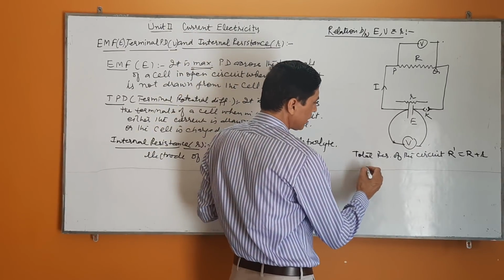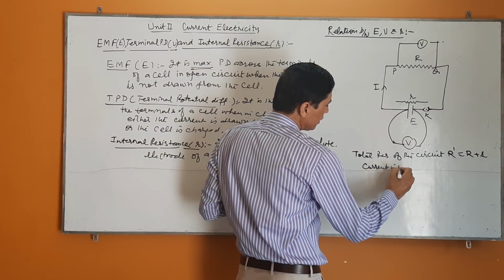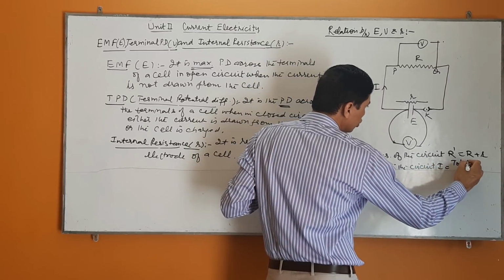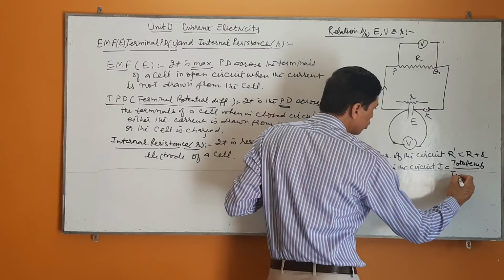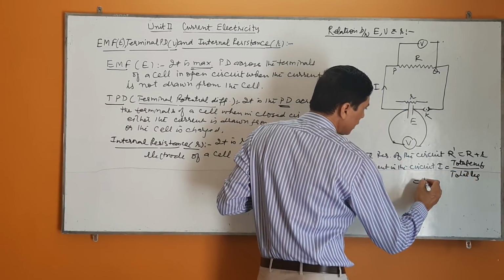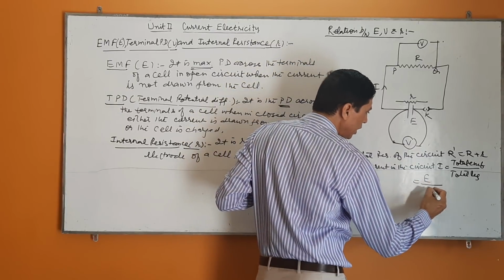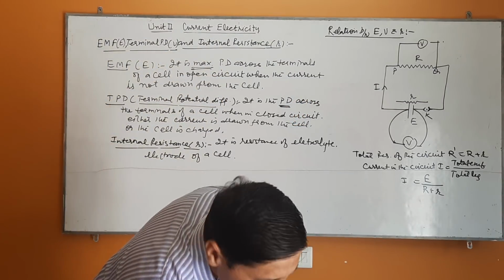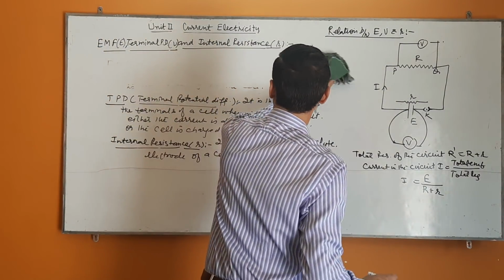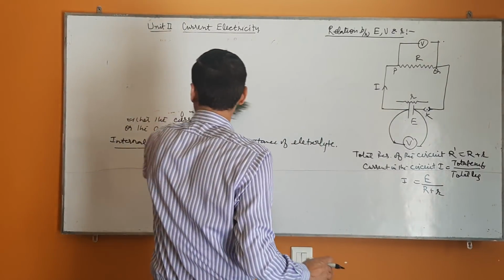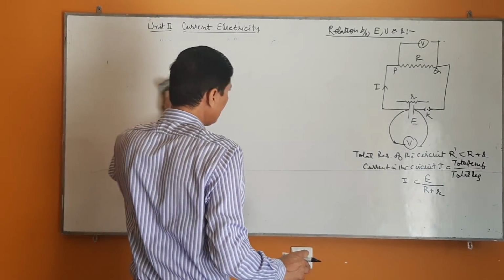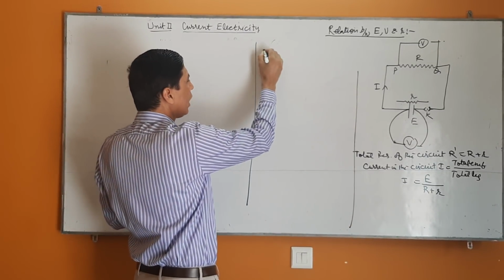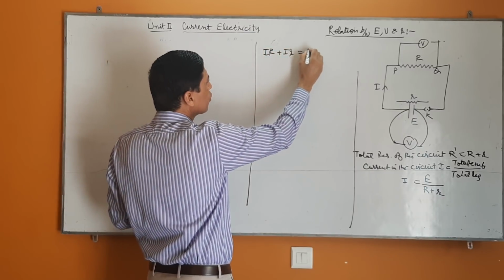What is the current in the circuit? I is equal to total EMF upon total resistance. What is the total EMF? Only one cell we have in the circuit, so I is equal to E upon R plus r. Let's simplify it again. When you multiply from this side, I into R plus I into r is equal to E.